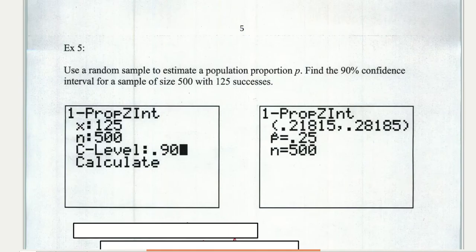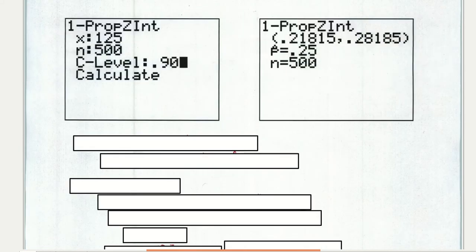Okay, so let's do an example. It says that we're going to use a random sample to estimate a population proportion P, find the 90% confidence interval for a sample of size 500 with 125 successes. So basically just some numbers, and we're going to create a confidence interval. There are some screenshots of how we're going to find this on our calculator. So let's start going through this.